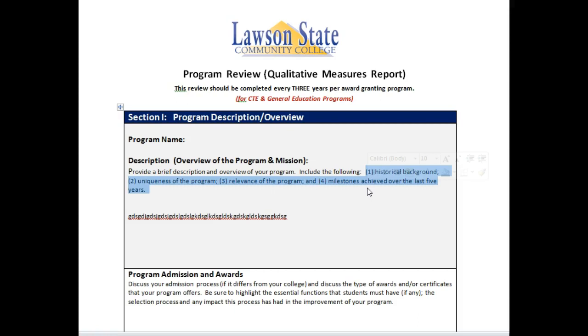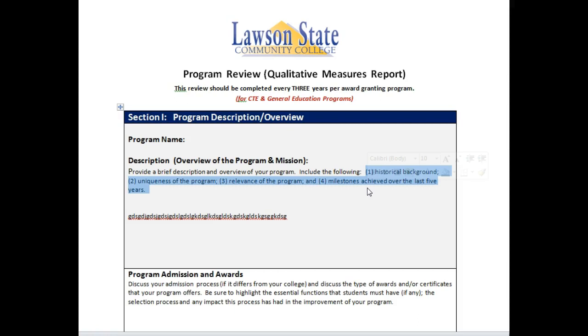How is your program unique? Is it the only one at the college? Is it the only one in the state? You see the uniqueness of your program. Also, and this is very important, look at number 3. What is your relevance? What's the relevance of the program? Here you're trying to obviously support and talk about why it is relevant. Is this still a high wage, high demand job? Or if this is a 4-year degree program, is it still relevant, right? Is it still relevant in the marketplace?